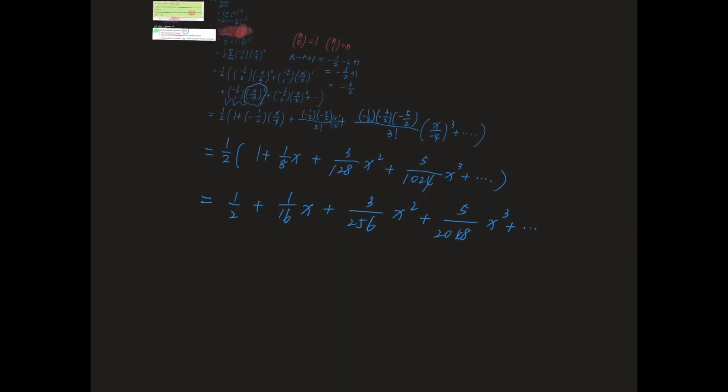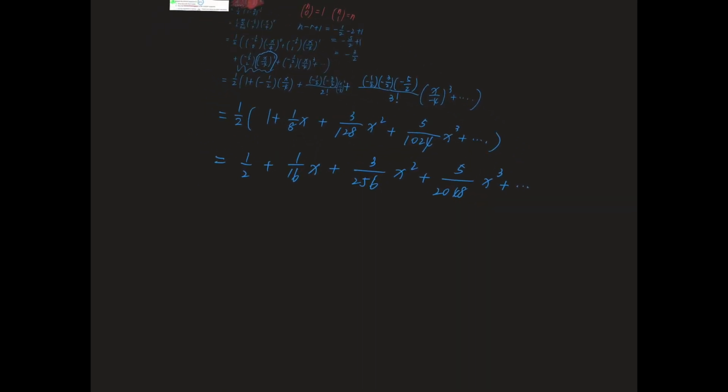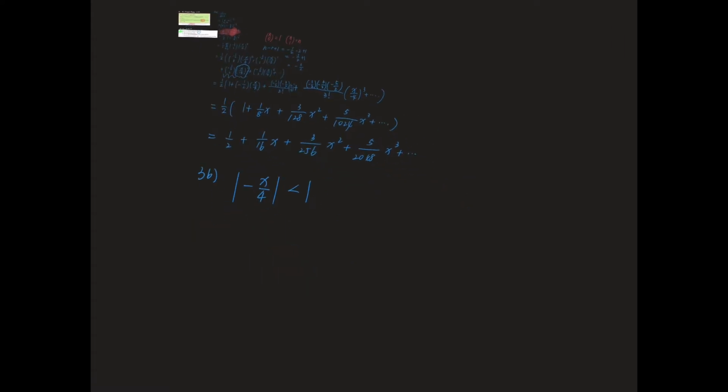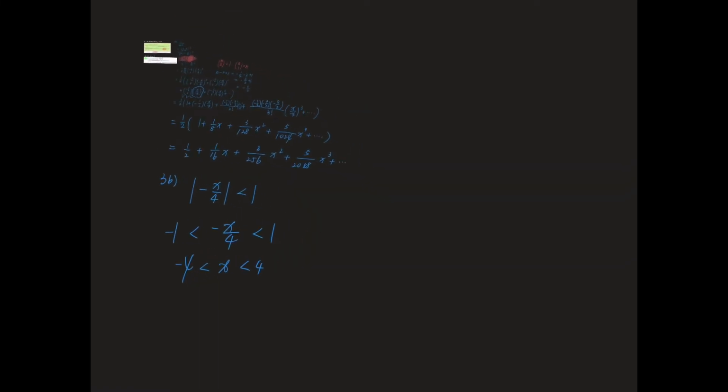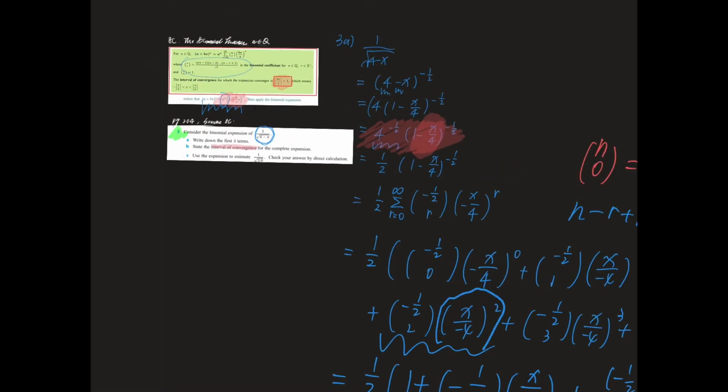So let the absolute value of that be smaller than 1. So let me write it down. So now it's 3b. We should let the modulus of negative x over 4 be smaller than 1. So if we simplify that, we should get x over 4 smaller than 1 and larger than negative 1. So x should be smaller than 4 and larger than negative 4. So that's 3b. And 3c, let's have a look at what is 3c.